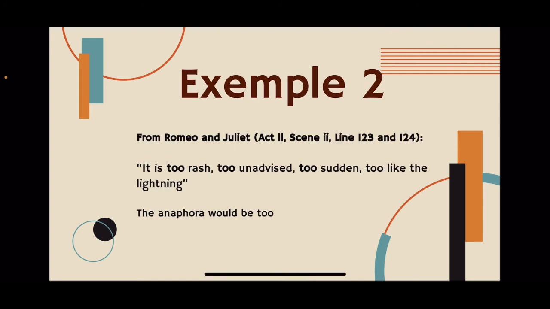The second example is from Romeo and Juliet. If you would like to find it, it is in Act 2, Scene 2, lines 123 and 124. It is too rash, too unadvised, too sudden, too like the lightning. In this sentence, the anaphora would be too, since it is repeated for too rash, too unadvised, and too sudden. But the different words are rash, unadvised, and sudden.